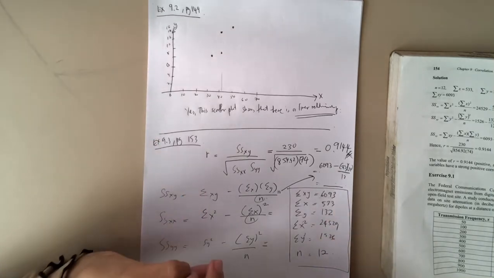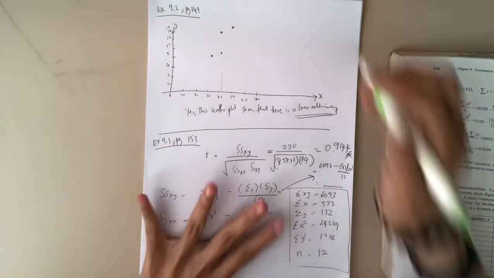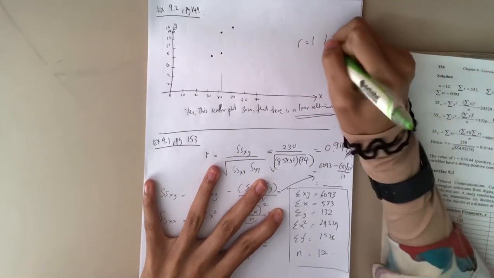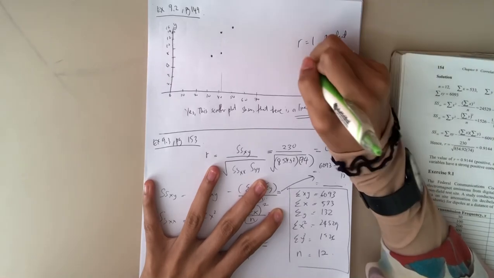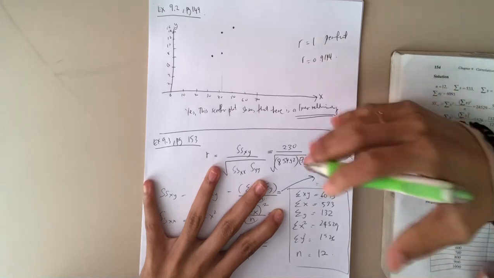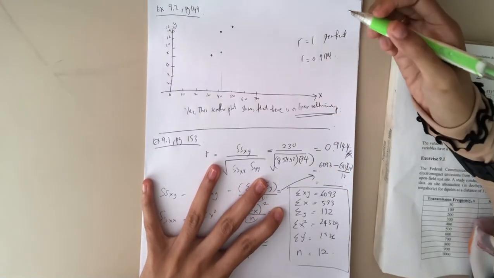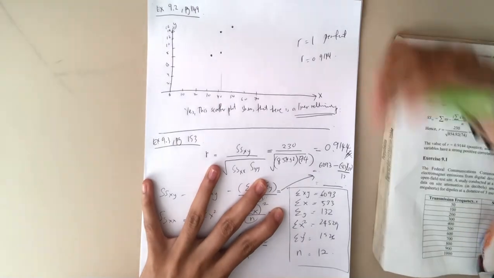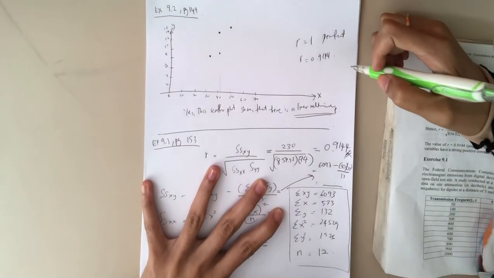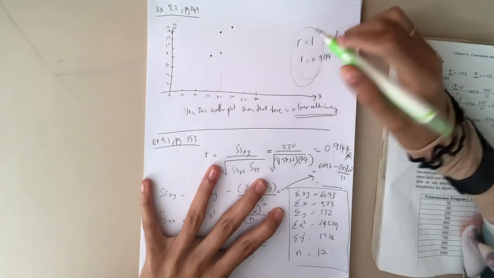Even though it's not exactly equal to 1. If R equals 1, it's perfect. But now your R is 0.9144, so we can say that it's strong enough. It's a strong positive correlation, or maybe you can just say it's a positive correlation. That's also accepted. So you need to refer to your R just now.